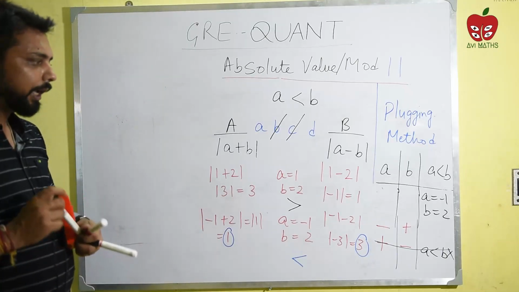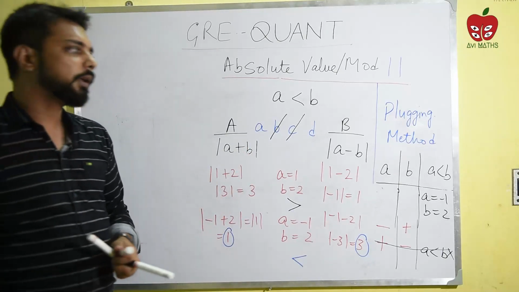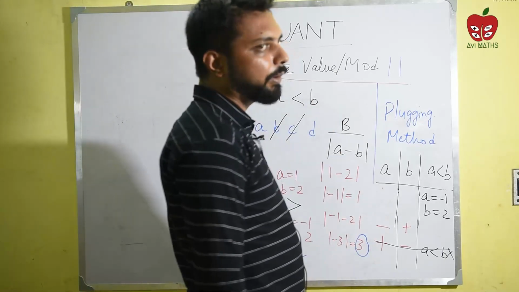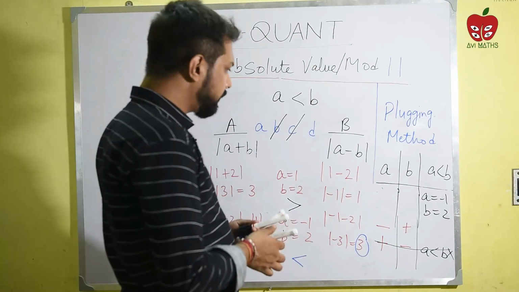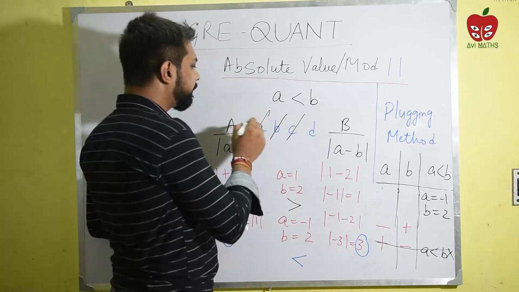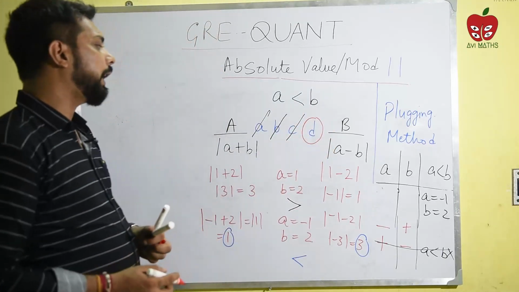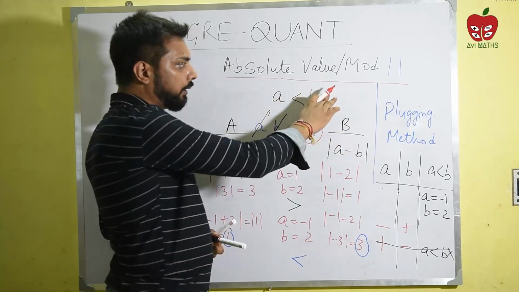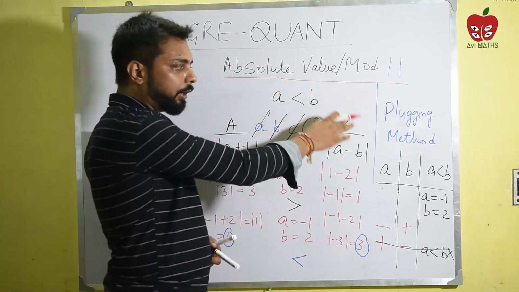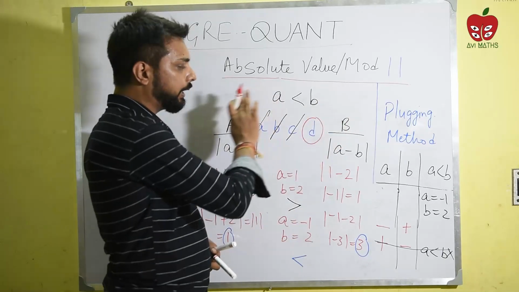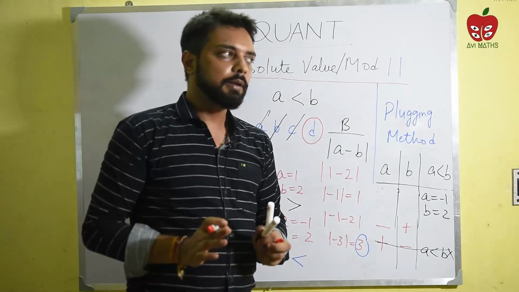Now we know that option A is the answer when in all possible cases quantity A is coming greater than quantity B. But in this case, quantity B is coming greater than quantity A. So that means A cannot be my answer. So my correct answer is option number D. That means we are not able to find any relationship between quantity A and quantity B with the given condition, because for some values of A and B, quantity A is coming greater than quantity B, and for some values, quantity B is coming greater than quantity A. I hope I am able to make you understand this entire question.